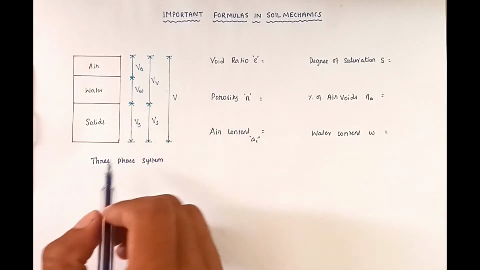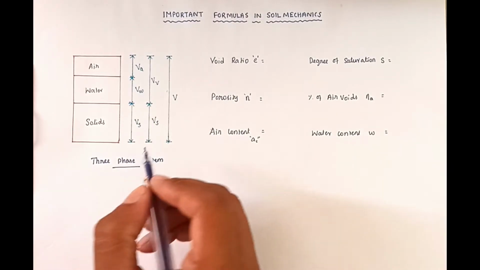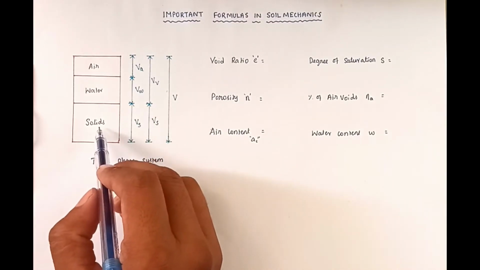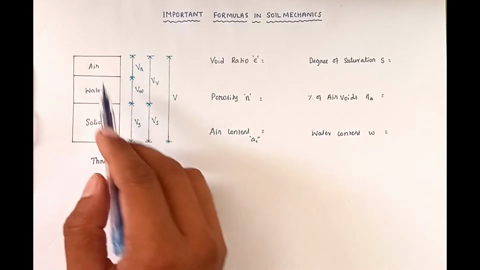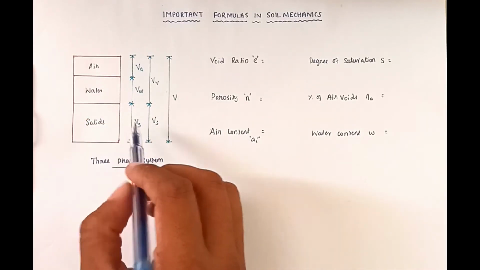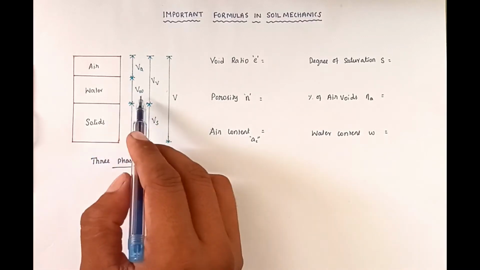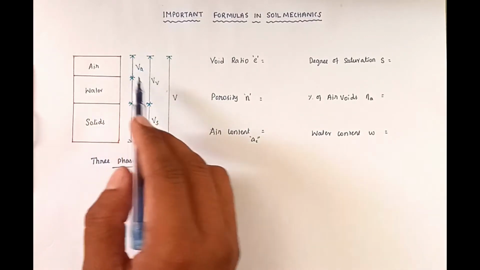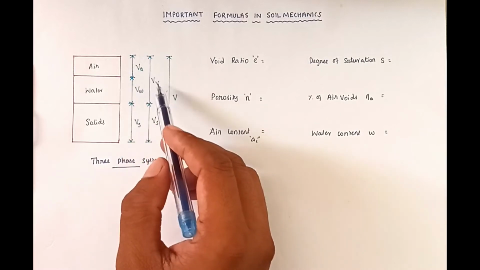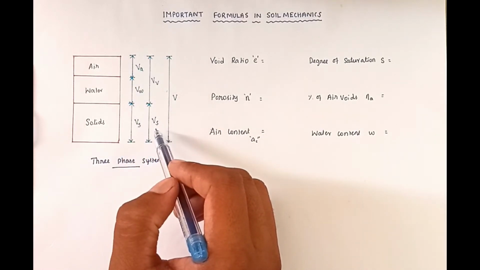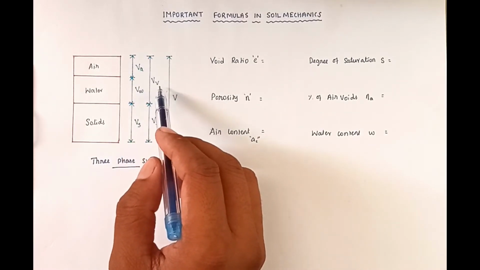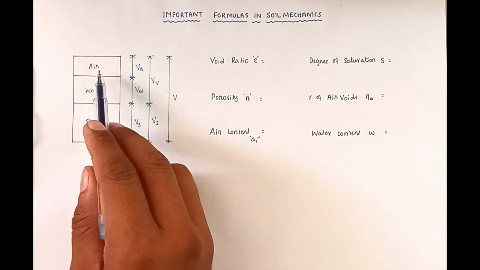So in soil mechanics, we know the three-phase system: solids, water and air. We can derive it into three parts. First one is volume of solids, then volume of water, then volume of air. Next one is the combination of volume of voids and volume of solids. If the voids are there, both water and air are available.